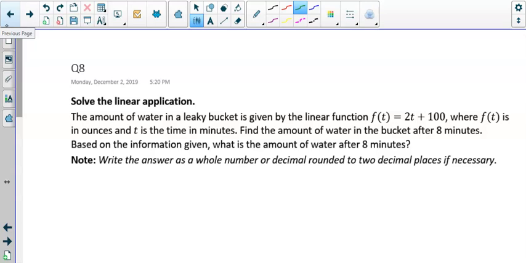All right. It's an application problem, a word problem. Dun, dun, dun. It's not that bad. All they're asking you to do in this word problem is plug in and kick me out an answer.